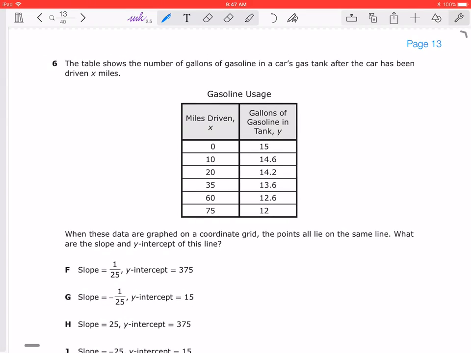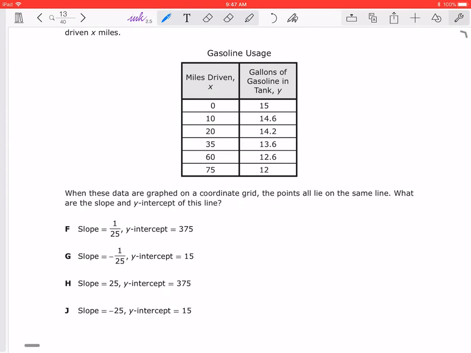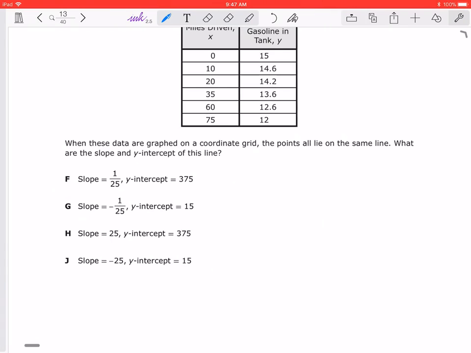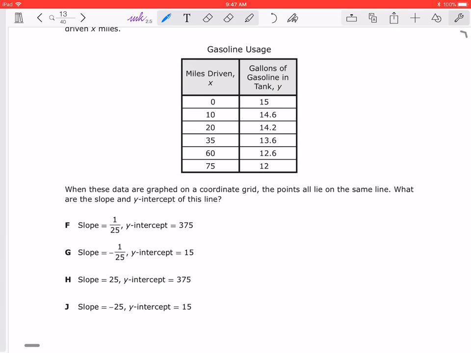Number 6. This question in the table shows number of gallons of gasoline in a car's gas tank after the car has been driven X miles. When the data are graphed on a coordinate grid and the points all lie on the same line, what are the slope and the y-intercept of this line? Well, right here, remember, y-intercept is when x is equal to 0. So right here is my y-intercept. So I can discount F and I can discount H because those have a y-intercept of 375.